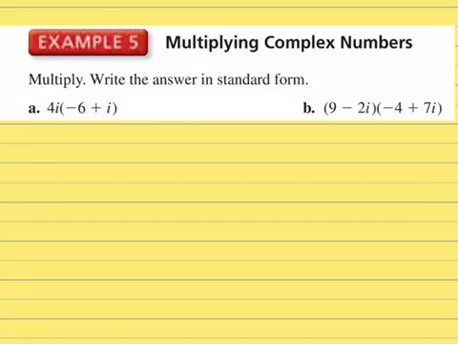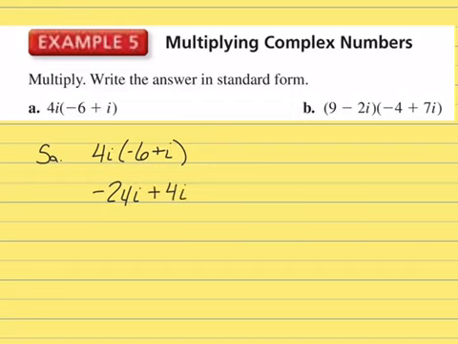So when I distribute on 5a, I'm going to have 4i. Then I need to take it through the binomial negative 6 plus i. So 4i times negative 6 gives me negative 24i. And then 4i times i is going to give me positive 4i squared. Again, 4i squared is really equal to 4 times negative 1. So I have negative 24i plus 4 times negative 1.